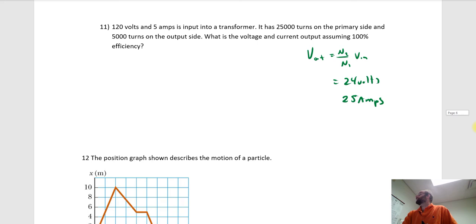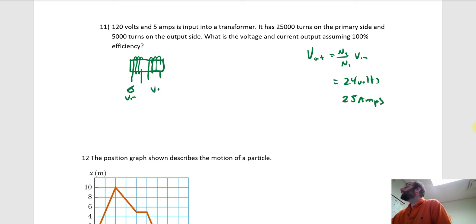This is a transformer question. Make sure you draw a picture in any one of these. This is kind of like a little schematic, I call it, of how a transformer works and what it does, right? So you have an input voltage, Vin, and an output voltage. The input voltage is the voltage between these two points, output voltage between these two.